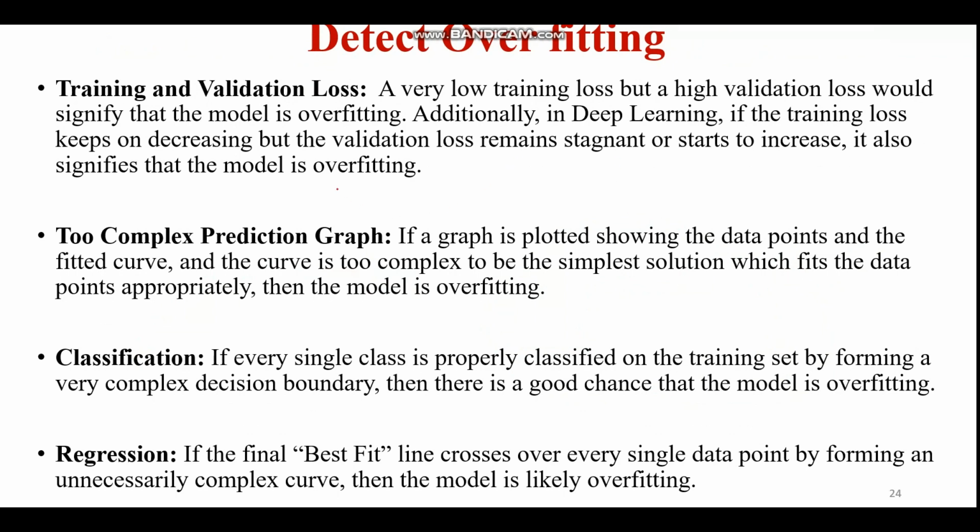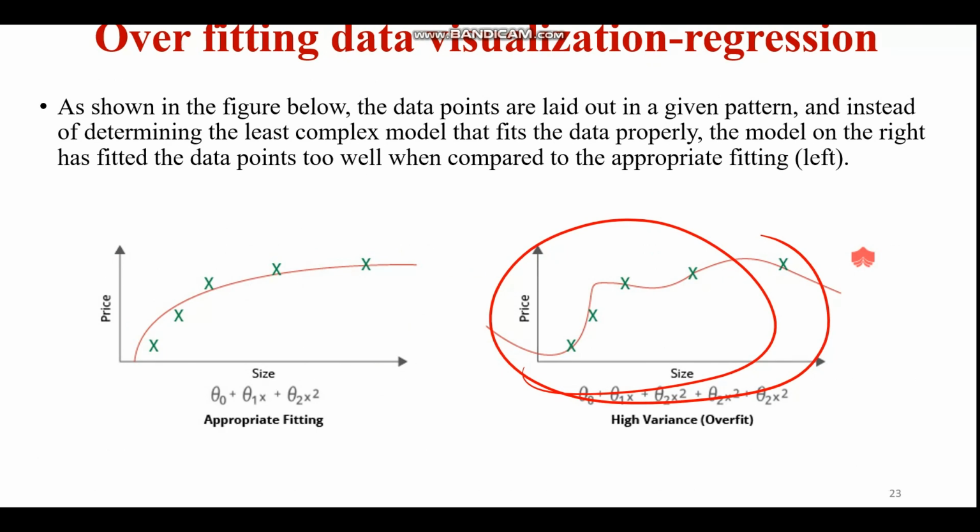So this is how we can detect overfitting, that when we are having training and validation loss, just like in underfitting, a very low training loss but a high validation loss will occur because training has been done with too many attributes. So training loss will be very low in this case, but the validation loss will be very high in this case. So in deep learning, if the training loss keeps on decreasing but the validation loss remains stagnant, this is known as overfitting. And then a too complex prediction graph: if the plotted graph is too complex, this is also known as the overfitting problem, as we can see.